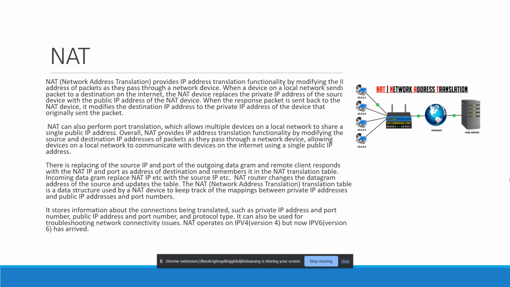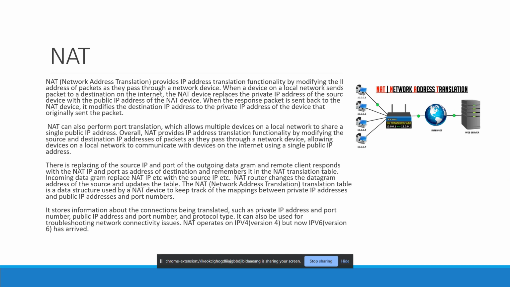There is replacing of the source IP and port of the outgoing datagram, and the remote client responds with the NAT IP and port as the address of the destination and remembers it in the NAT translation table. The incoming datagram replaces the NAT IP with the source IP, etc.